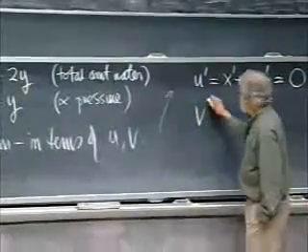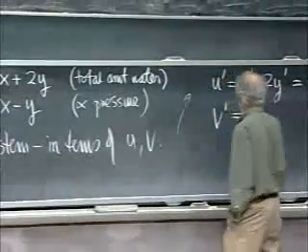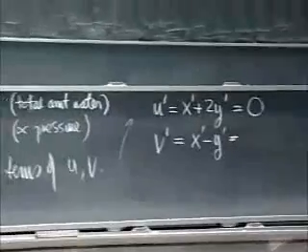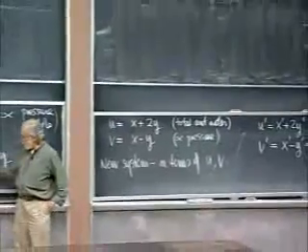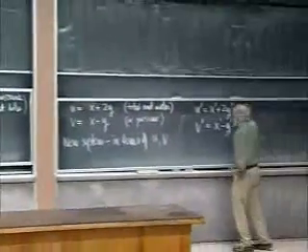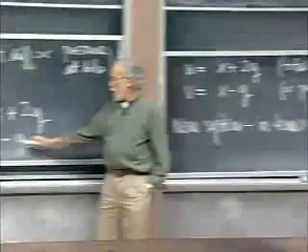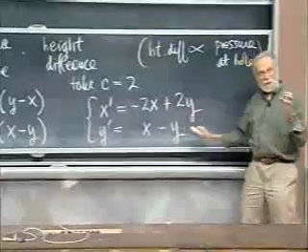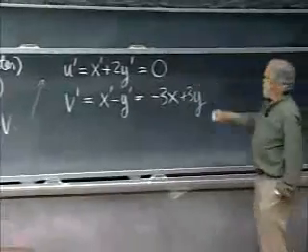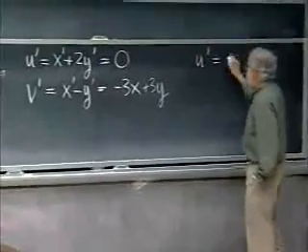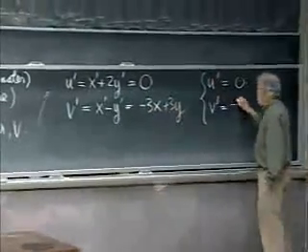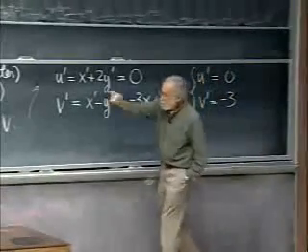Okay, what's V prime? V prime, well, that's x prime minus y prime. What's that? Well, once again, we have to calculate. It's x prime minus y prime is minus 2x minus x. That's minus 3x. And 2y minus negative y, that makes 3y, plus 3y. All right, what's the system? The system is U prime equals 0, and V prime equals minus 3 times x minus y, but x minus y is V.